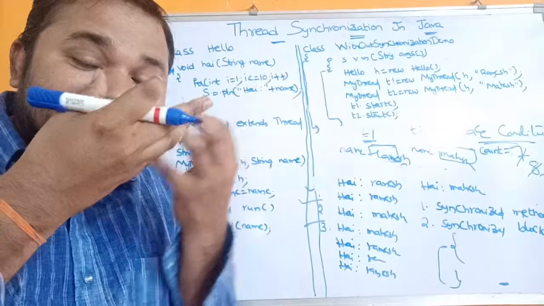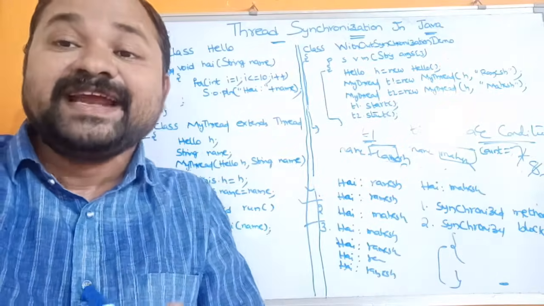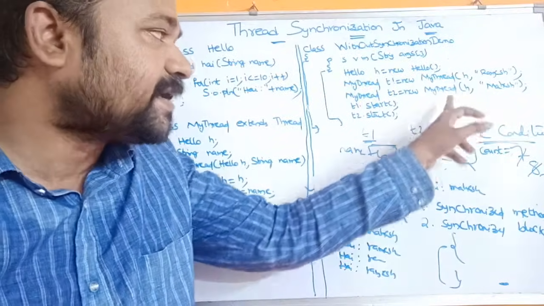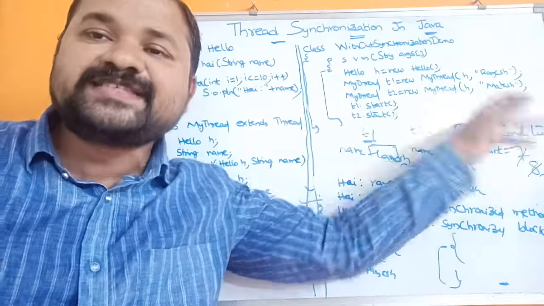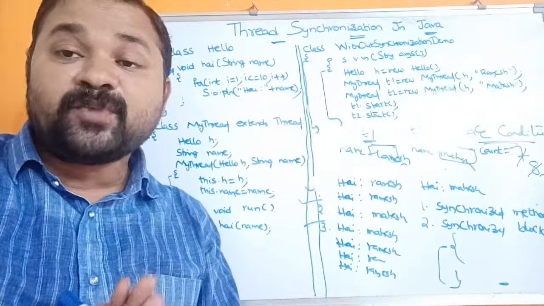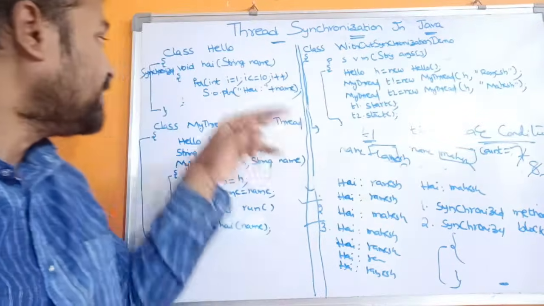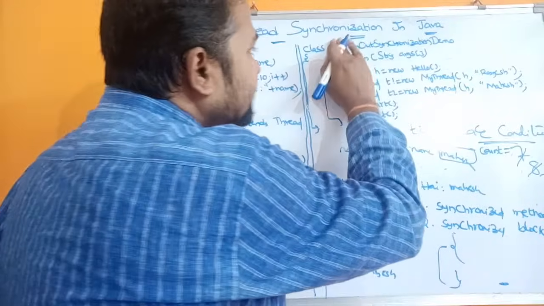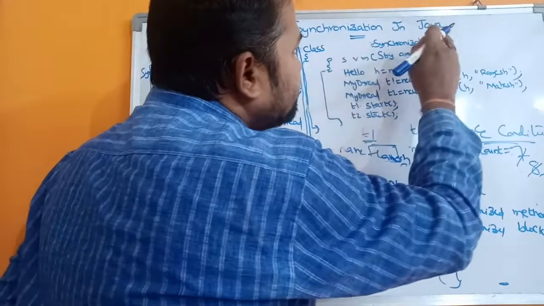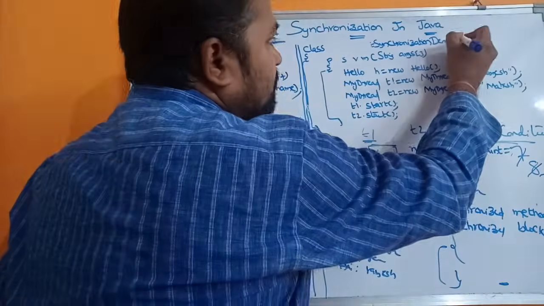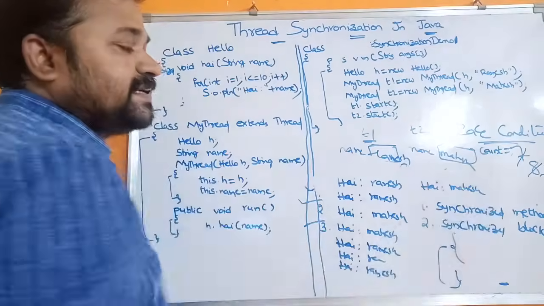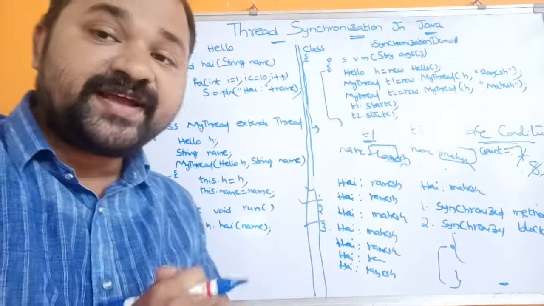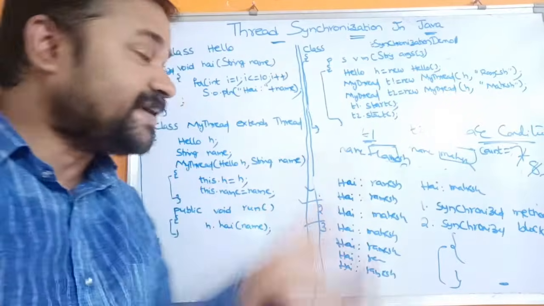Once the thread execution is completed, it releases the lock, so that the CPU starts executing the second thread. So this is about synchronized method. Synchronized method means before the return type we have to use what? Synchronized. Let us change the name of the program as SynchronizationDemo1. So SynchronizationDemo1 means the synchronized method program.